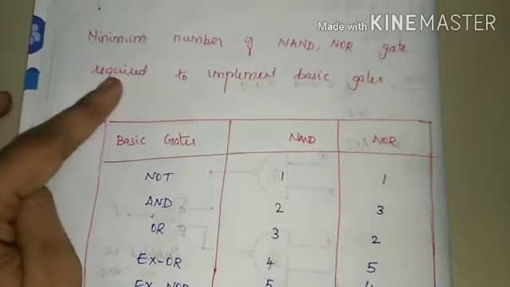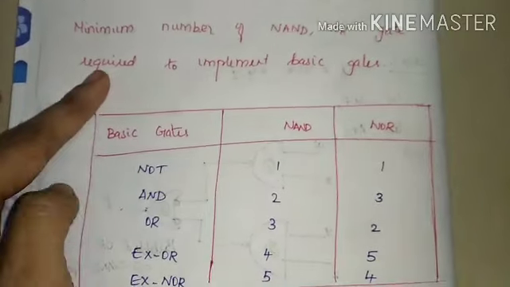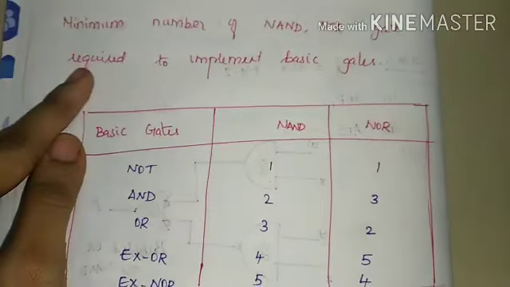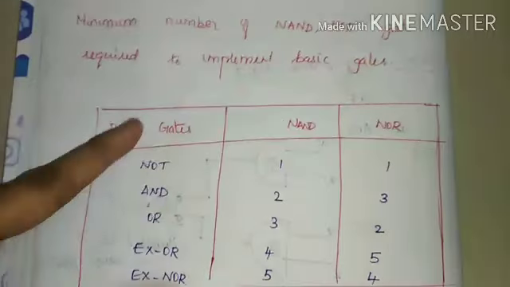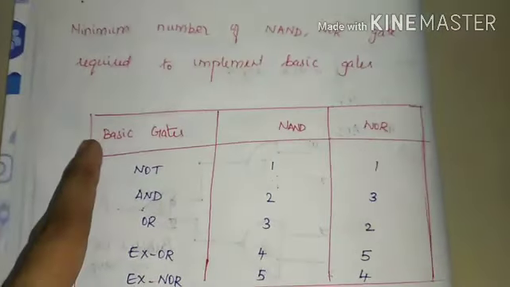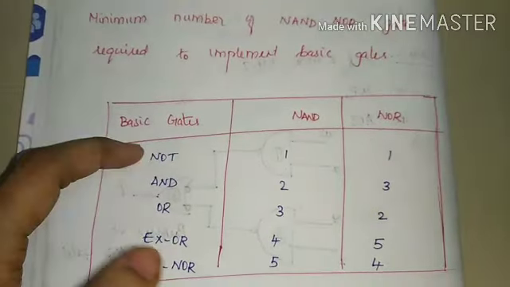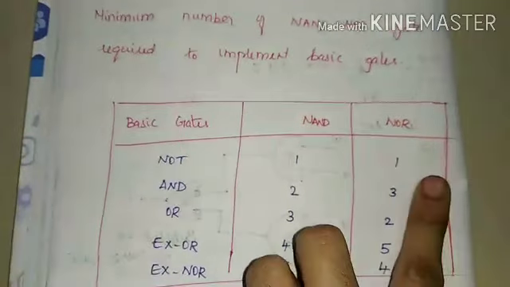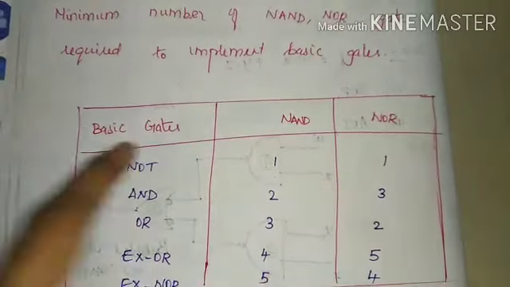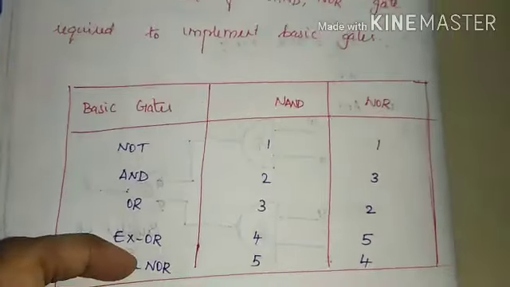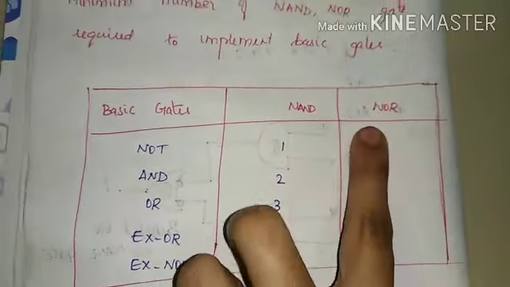See, this is a memory based tabulation. Please remember this table. Minimum number of NAND and NOR gates required to implement the basic gates. See, this kind of question they may ask in 1 marks. Directly memory based question, you can answer it directly by memorizing this table alone. See, listen carefully. These are the names of basic gates and NAND gate requirement and NOR gate requirement.